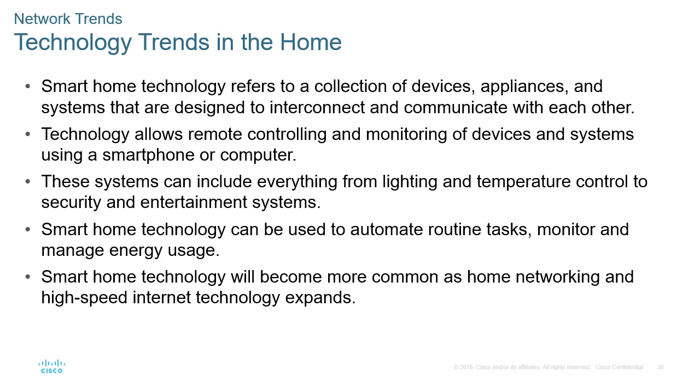Technology trends in homes. We now have smart home technology, which is a collection of devices and systems designed to interconnect and communicate with each other. With that communication comes remote controlling and monitoring of the devices using a smartphone or a computer. For example, we have lighting systems where you have a bunch of sensors in a room. They know if there is someone in the room. If it's dark in the room, the light automatically switches on. If light is coming from outside, the light automatically switches off. We have temperature control systems, sensors which control the temperature, security systems, entertainment systems, a lot going on in smart home technology. It can also be used to automate routine tasks, and monitor and manage energy usage.